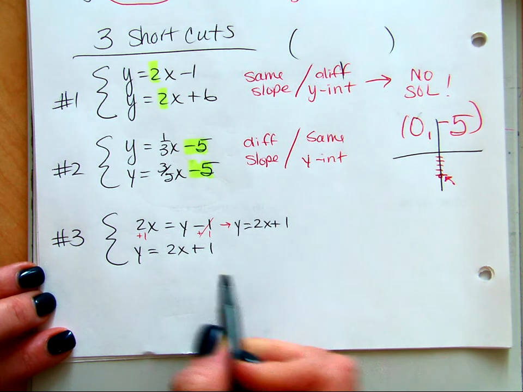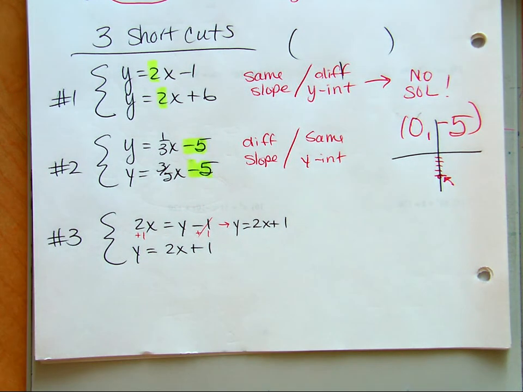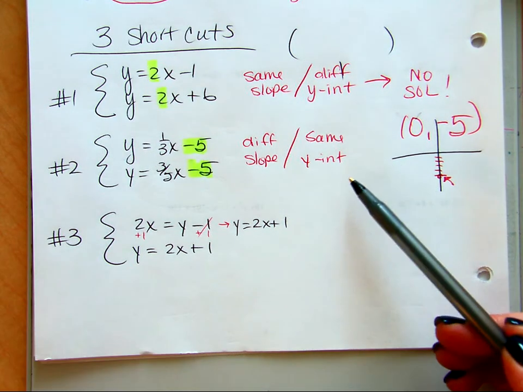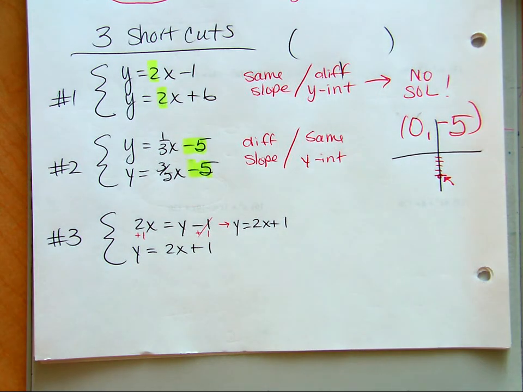Hey, they're the same thing. And it's not just the same slope, or just the same y-intercept. It's the same slope and the same y-intercept, which means it's the same line. Which means when I go to graph, one line falls right on top of the other line. And where do they intersect? Everywhere. So what's the opposite of not intersecting anywhere? Everywhere. And how do we say they intersect everywhere?